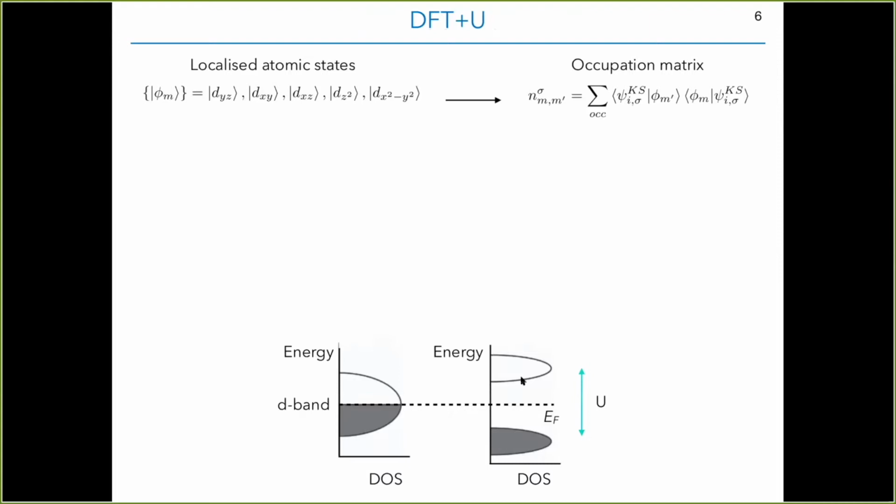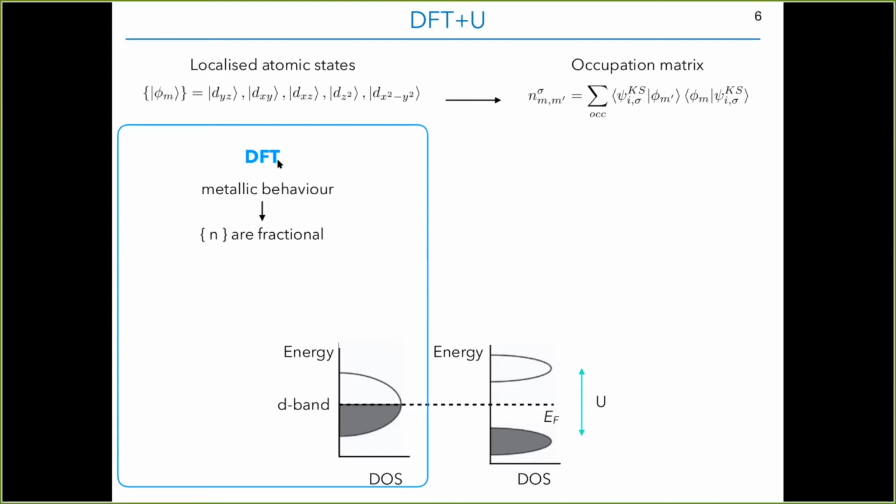The idea in DFT plus U is to start by defining the occupation of the selected subshell, the strongly correlated subshell that we are considering, which in our case is the 3d levels of the iron, through a projection of the occupied Kohn-Sham states onto a suitable choice of a localized basis.